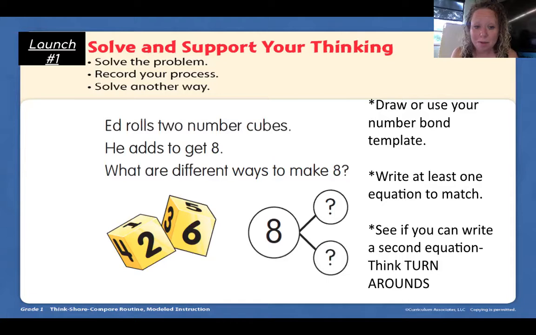So here's your problem. Ed rolls 2 number cubes. He adds to get 8. What are some different ways that he could get 8? Push pause while you are working and push play when you're ready to continue.